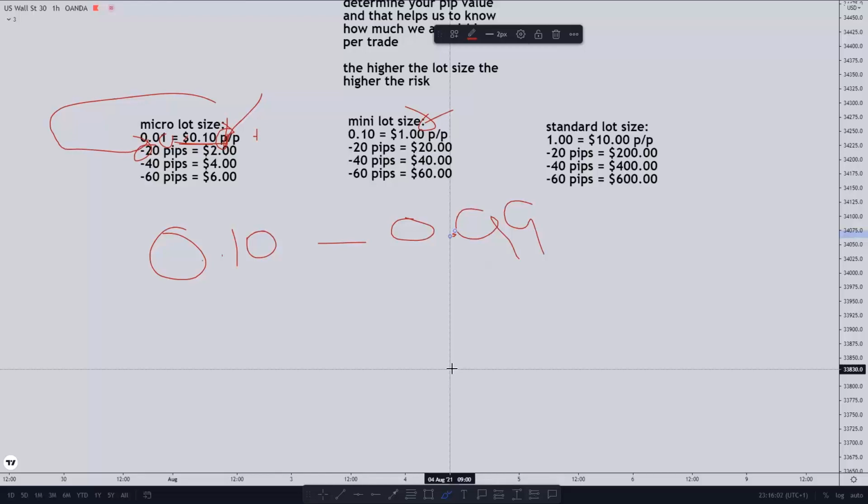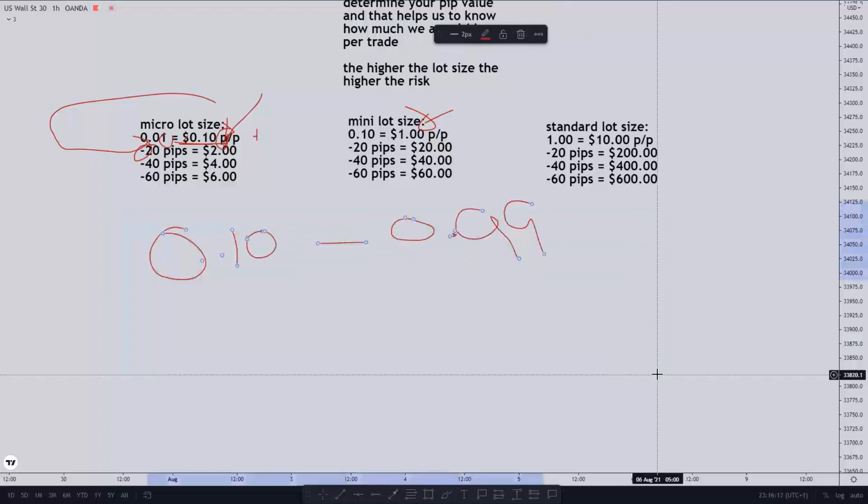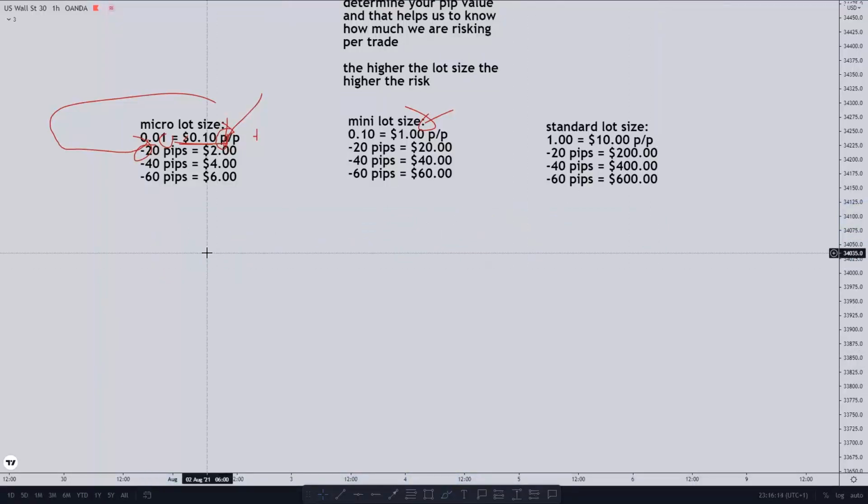Right. That's going to be your mini lot size, right? So anything between 0.10 to 0.99, that's a mini lot size. So the same strategy applied to the mini lot size to get the pip value is going to be the same thing when it comes to the mini lot size and when it comes to the standard lot size, right?